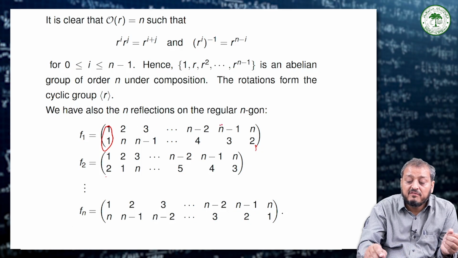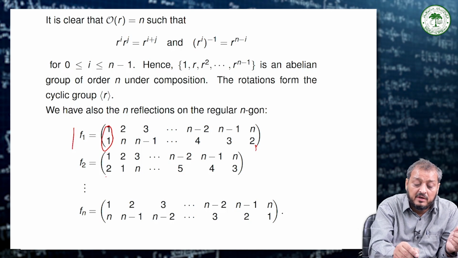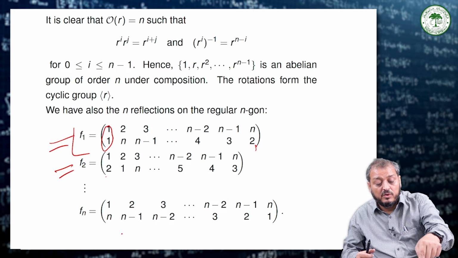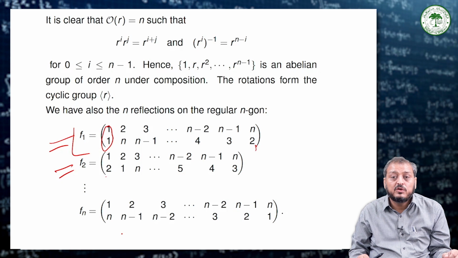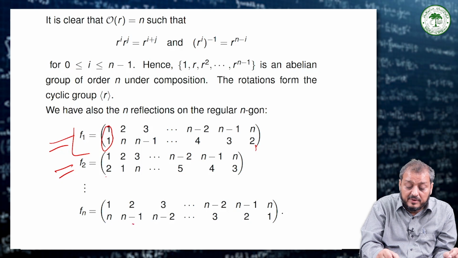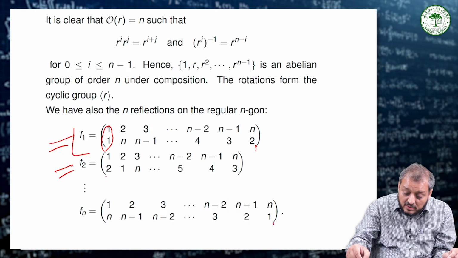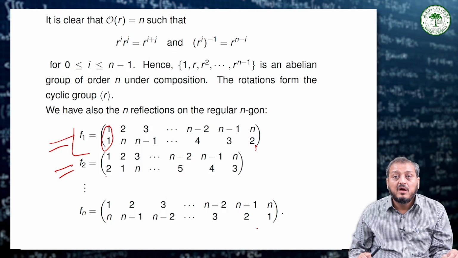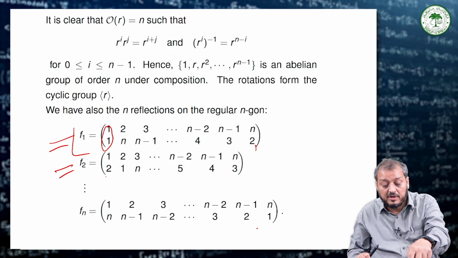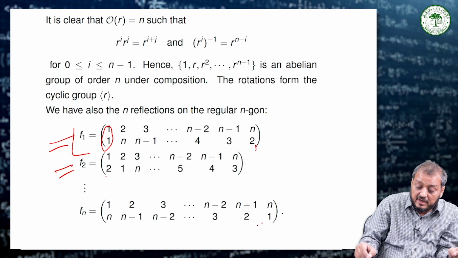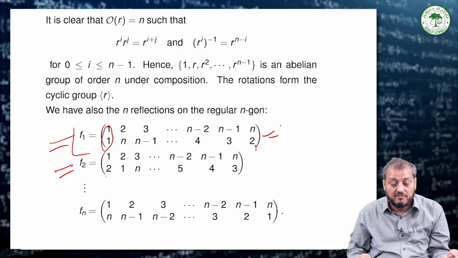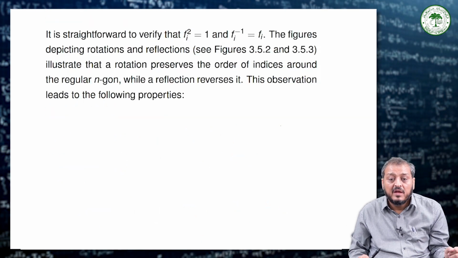So we have the n reflections of a regular polygon in such a way: f1 we write in this form, f2 is the reflection into this form, and fn is n, n minus 1, n minus 2, down to 3, 2, 1. If we go from 1, this goes to n, and then we get f1. If we take f of n plus 1, then we get f1 again, the reflection of this, and we get f1.